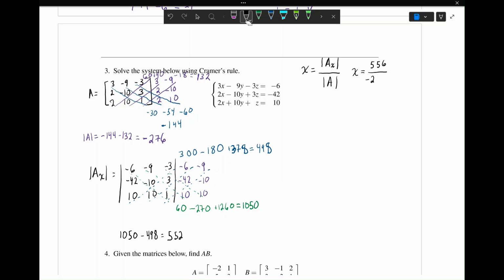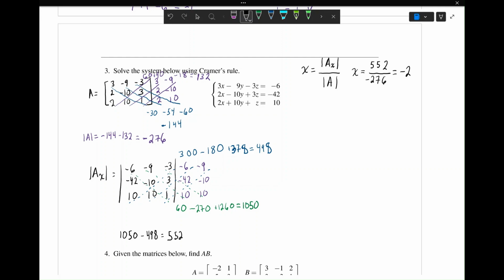And so my x value, once again, this is a reminder that you always write down your work really carefully here and check it because it's easy to make those mistakes. x is 552 over negative 276. And that actually is negative 2.